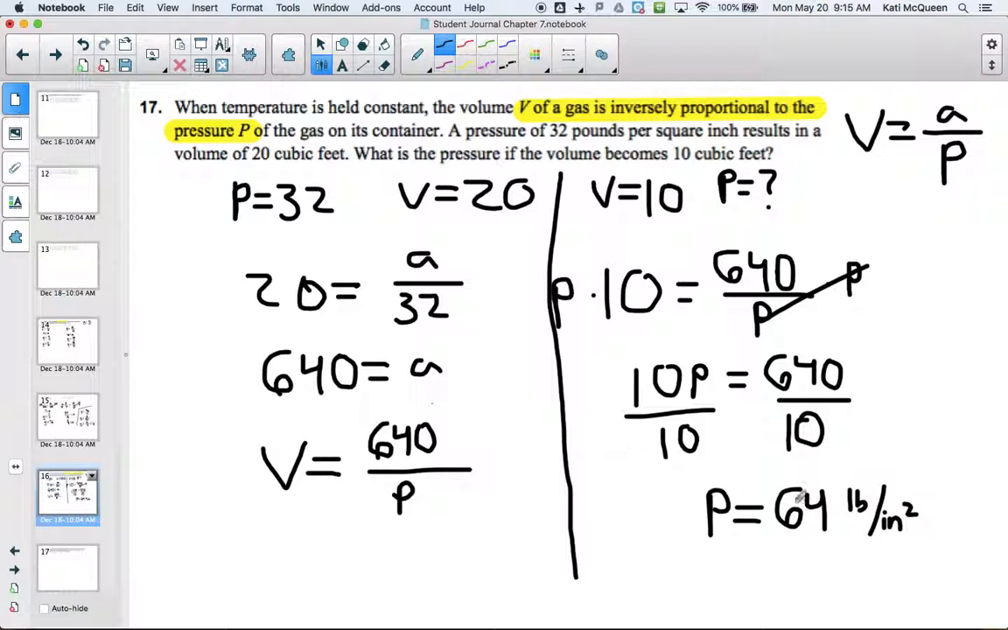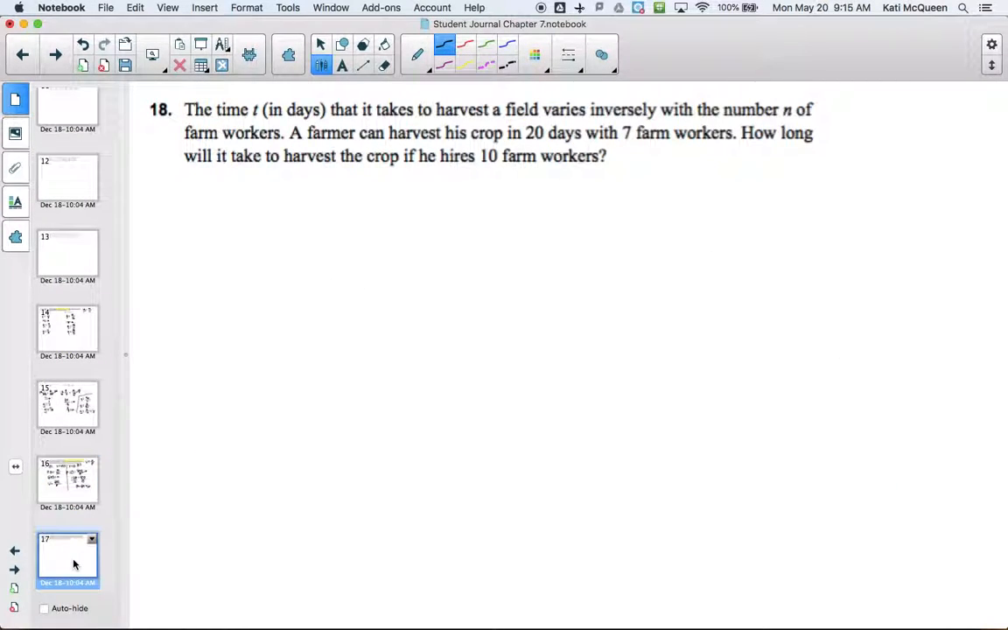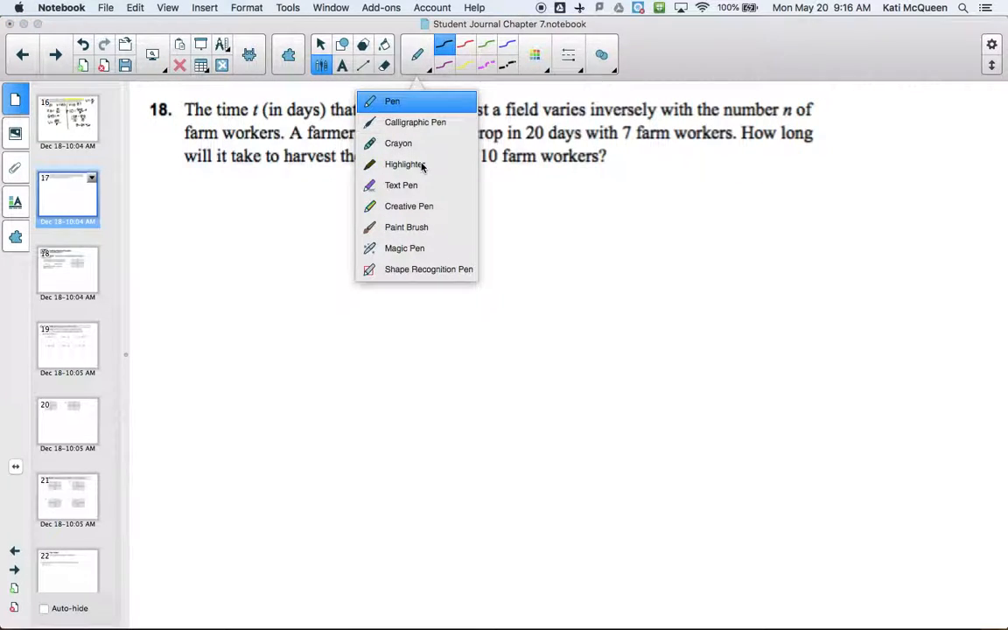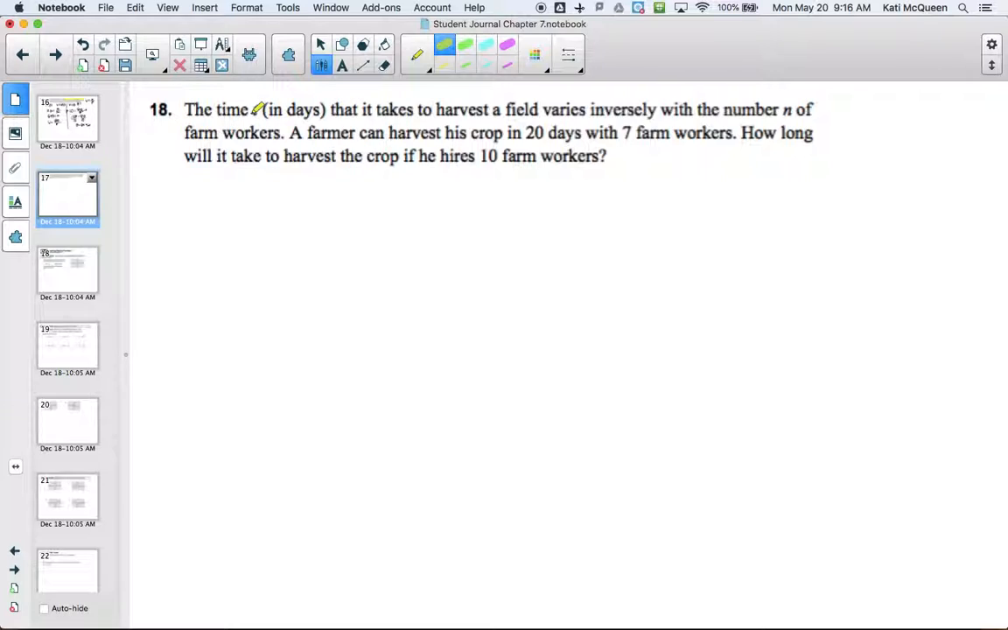Okay, so if you're feeling okay about this, go ahead and try 18 on your own and come back and see how you did. Otherwise, I'll do this one with you guys too right now. So they say the time T in days that it takes to harvest a field varies inversely with the number N of farm workers. So that makes sense. The more workers you have, the quicker it's going to go. So we have T varies inversely with N.